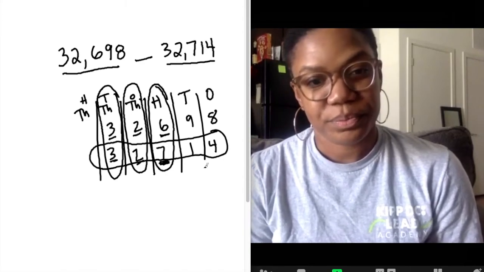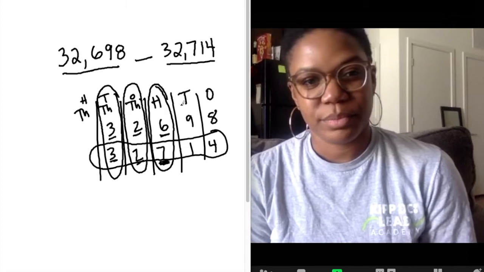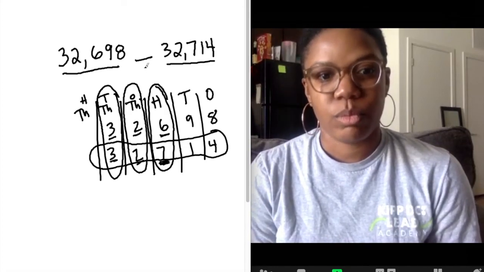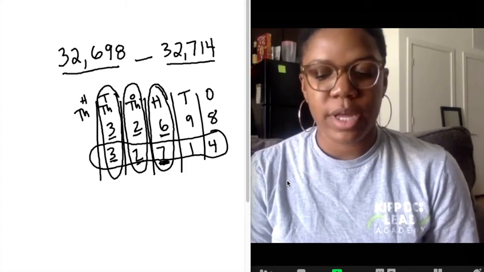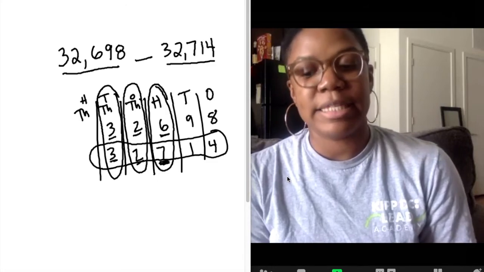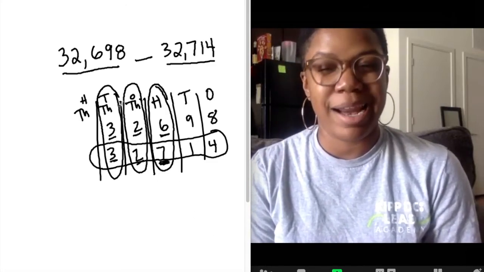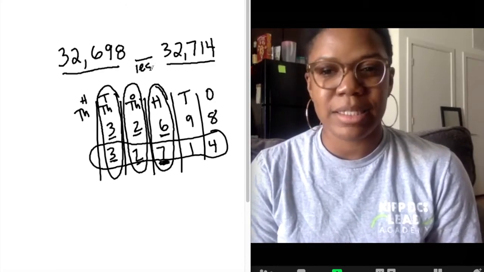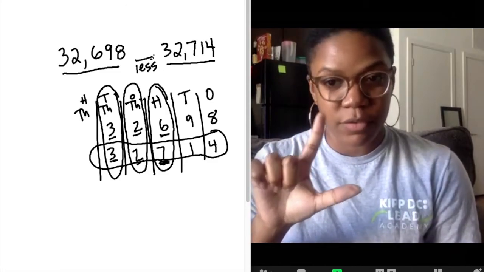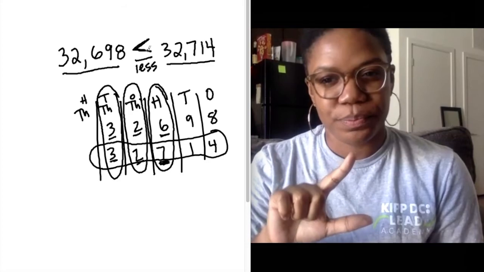32,698. Awesome. Thank you. So now, what about my symbol? How do I put the symbol in the blank? 32,698 is to 32,714. Got it. So I know 32,698 is less than 32,714. And I know it can get kind of tricky with those symbols. I remember the less than symbol, I use my left hand for less than. So I'm going to make sure I make that symbol to match.